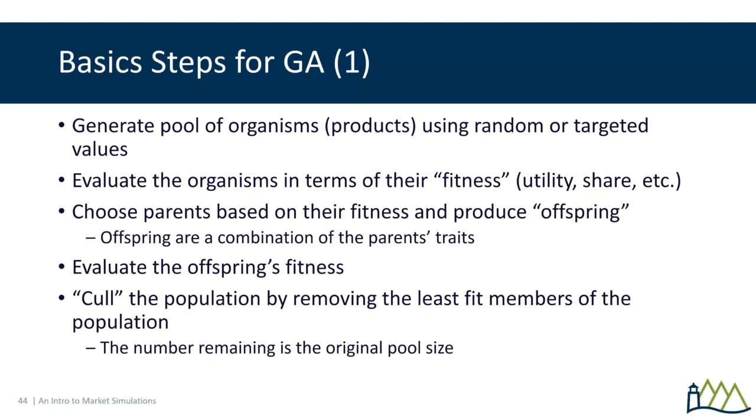Then we're going to look at all of these organisms and their fitness, and we're going to say, you know what, we're going to choose you two to be parents, and you're going to have offspring. So we choose parents and combine them just like you would in the real world. We evaluate the offspring's fitness, and then finally we have a cataclysmic asteroid hit the population, and it removes all the least fit members. Then we start the process over and over again. We have multiple generations of doing this.